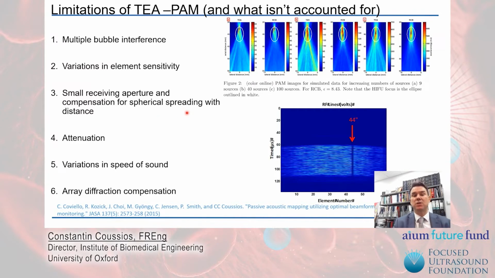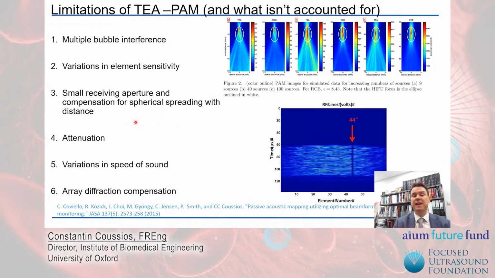Great start as it was, there were also several limitations of time exposure acoustics PAM and several things that weren't accounted for. The first of these challenges was the coherence interference caused by multiple bubbles. And as we can see here, that gets progressively worse as the number of sources increases, creating a very noticeable tail artifact. The second is that TEA was incapable of coping with variations in element sensitivity, such as that very dead element seen in this otherwise relatively uniform plot across 64 elements.